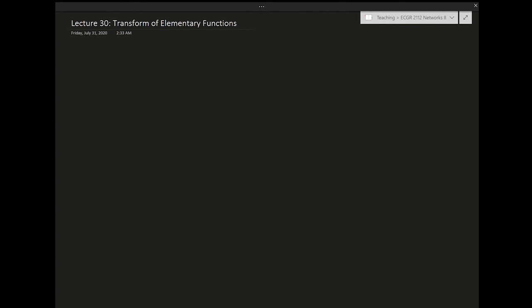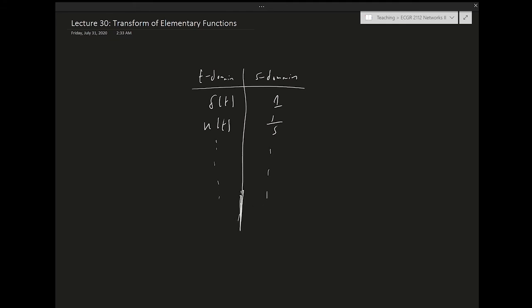So today let's start building up our table of transforms for different elementary functions. The idea is that once we build the base tables of transforms, so this is the T domain and this is the S domain, and up to this point we have delta of t going to 1 and then u of t going to 1 over s. The idea is that we're going to build a whole table of transforms, and once we do that, that will be a reference for us.